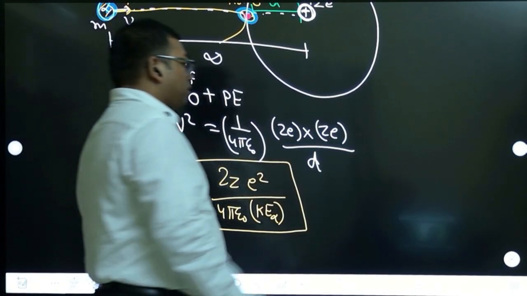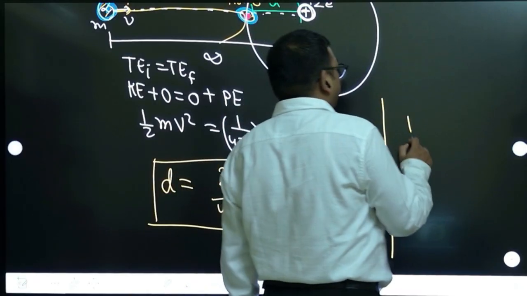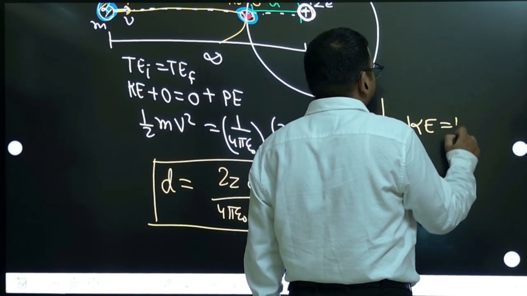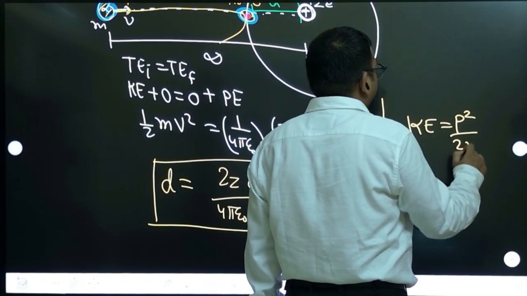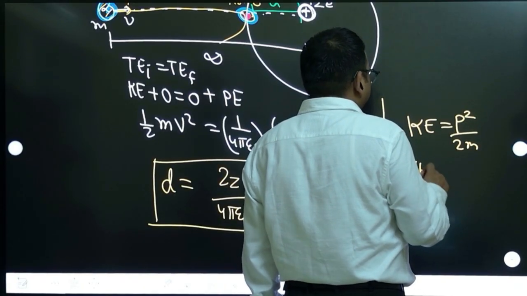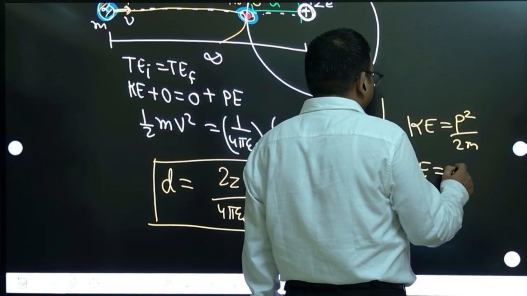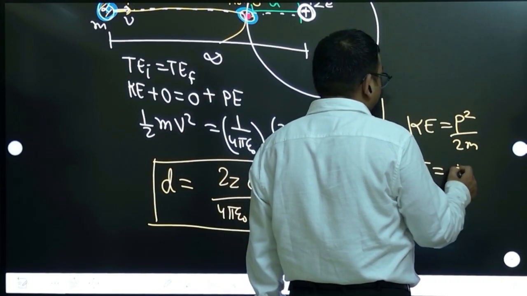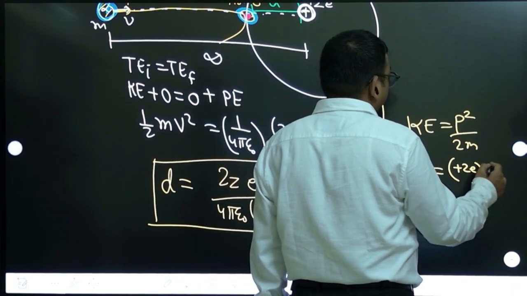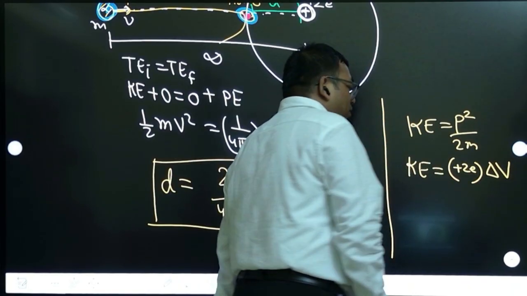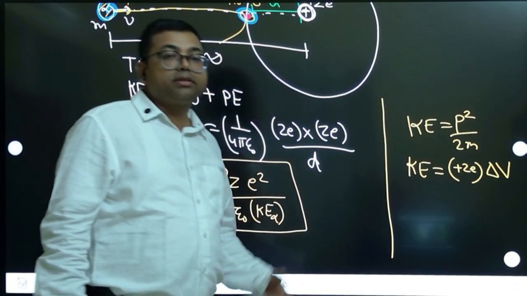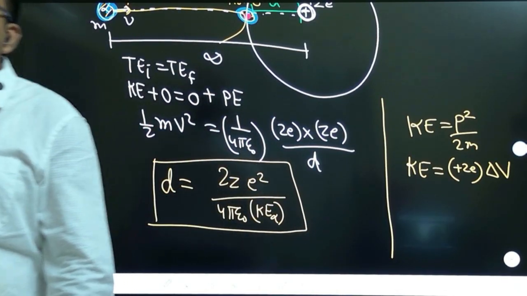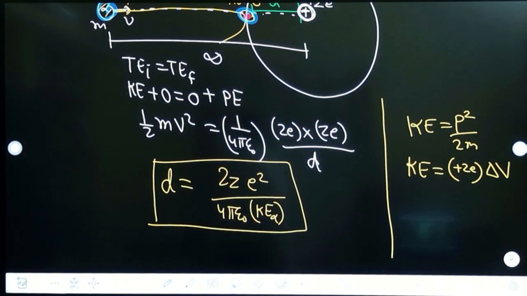Sometimes they can give you the momentum, so kinetic energy can also be written in terms of momentum as p square by 2m. Sometimes kinetic energy can be written as charge into accelerating voltage, so the charge is plus 2e into the accelerating voltage delta V. Like that you can write kinetic energy in different ways according to the question.